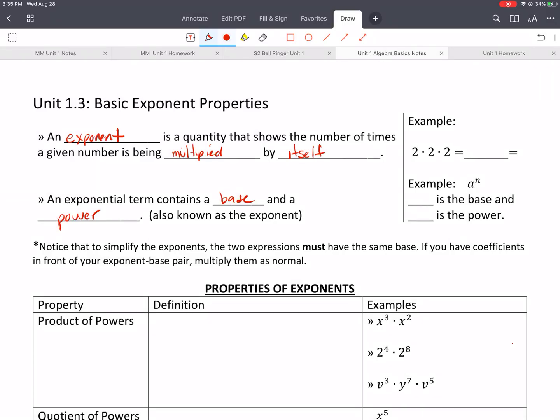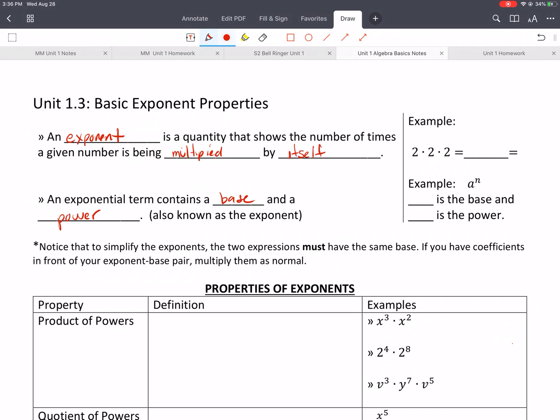All right, welcome. This is Secondary Math 2, Unit 1.3, Basic Exponent Properties. Last time we used a little bit of exponents when we did our polynomials, adding and subtracting and all of that. But today we're going to focus on exponents and their properties, okay?